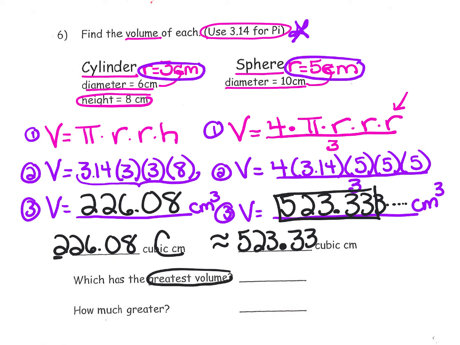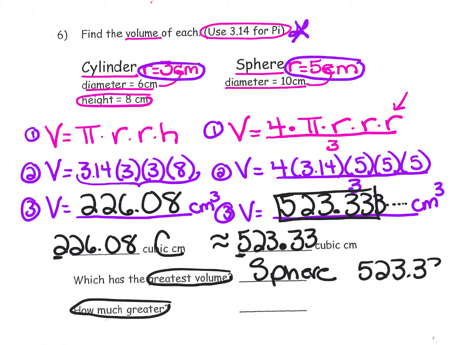Well, 200 compared to 500. Clearly, the sphere has the greater volume. How much greater? We're going to take the larger value, which is rounded, but nevertheless the larger value, and subtract the smaller value from it.